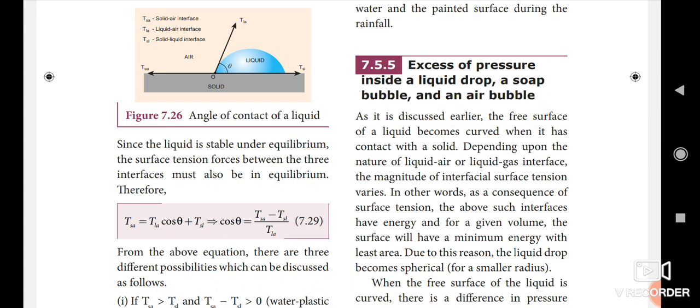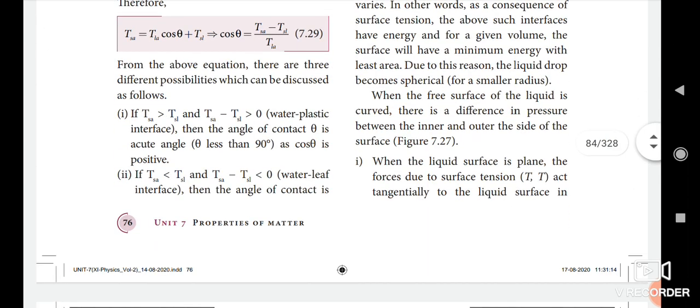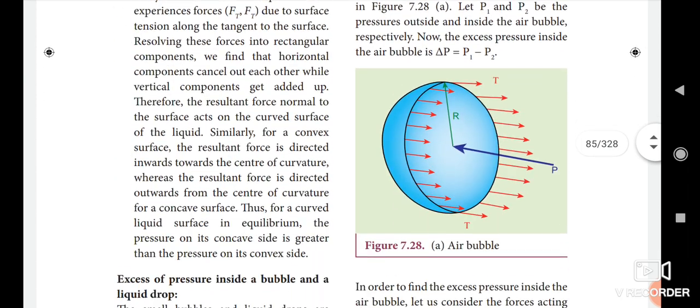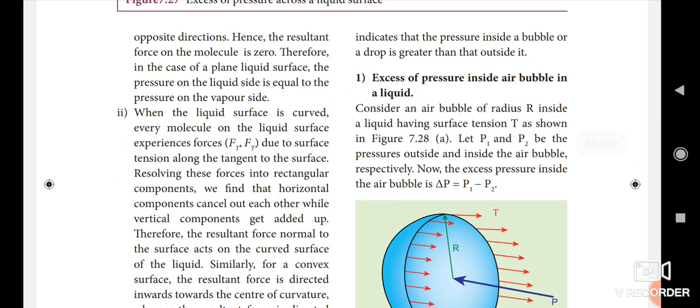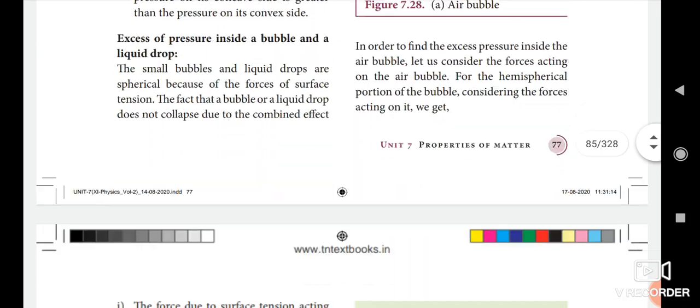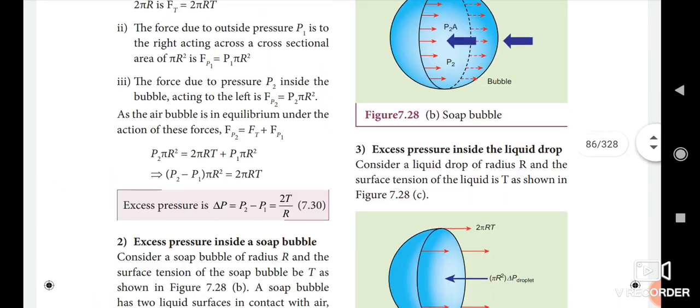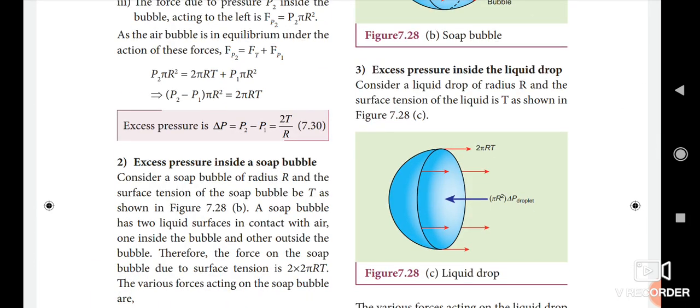Next we see the excess pressure inside a liquid drop, soap bubble and air bubble. First we see the excess pressure inside an air bubble in liquid, then the excess pressure inside a soap bubble, then finally the excess pressure inside the liquid drop. What is meant by excess pressure? That is denoted as ΔP, which is equal to P2 minus P1.